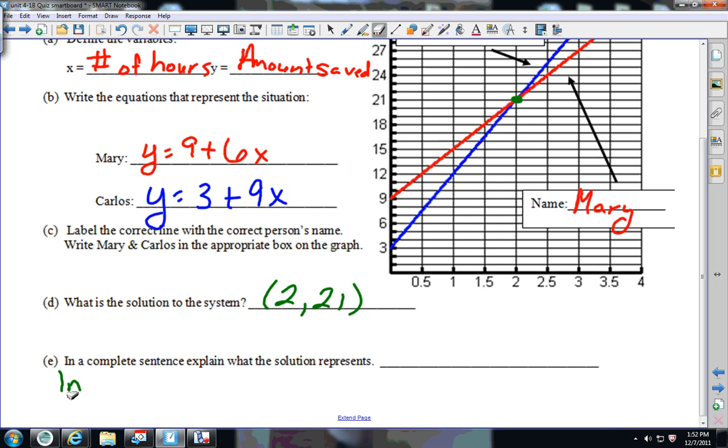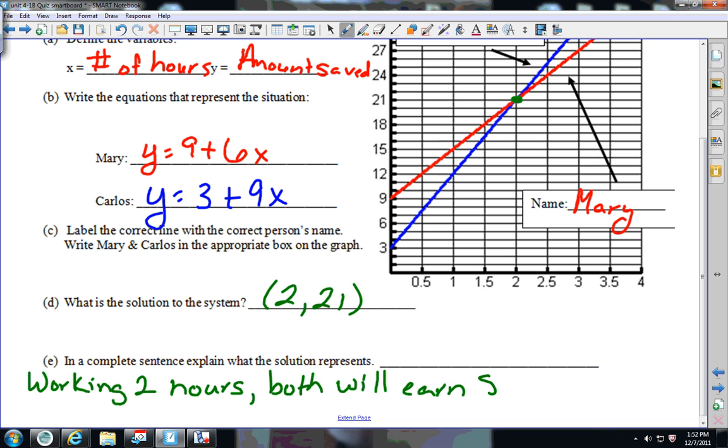Okay, so working 2 hours. Both will earn $21.